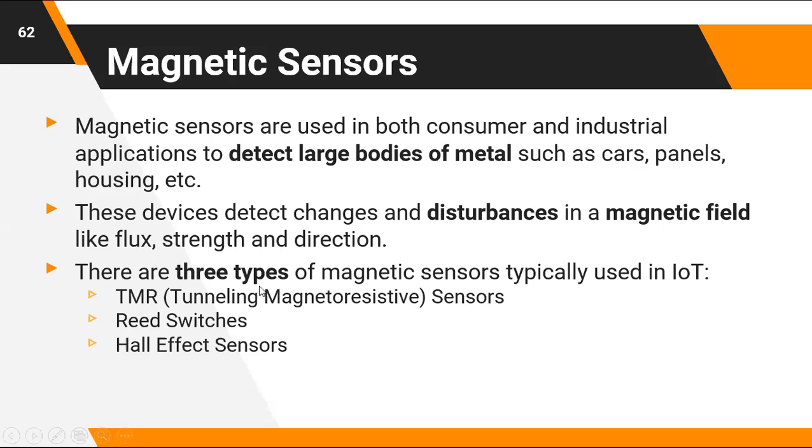There are three kinds of magnetic sensors available. One is TMR. TMR stands for tunneling magneto-resistive sensor. Next is the reed switch magnetic sensor. Third one is the Hall effect magnetic sensor. These are the major subtypes of your magnetic sensor. So this is mainly used to detect some changes in your metal.